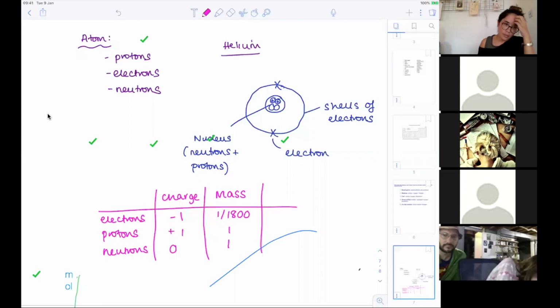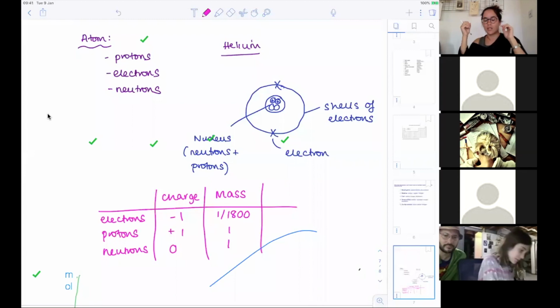For Zara, when you've written that it's 1 divided by 2000, this is all an approximation. This number is negligible, which means it's extremely small. So whether you say it's 1 divided by 2000, 1 divided by 1840, it's the same. Okay, so don't sweat that too much. These numbers are all an approximation. But we must notice that the mass is primarily found within the nucleus.